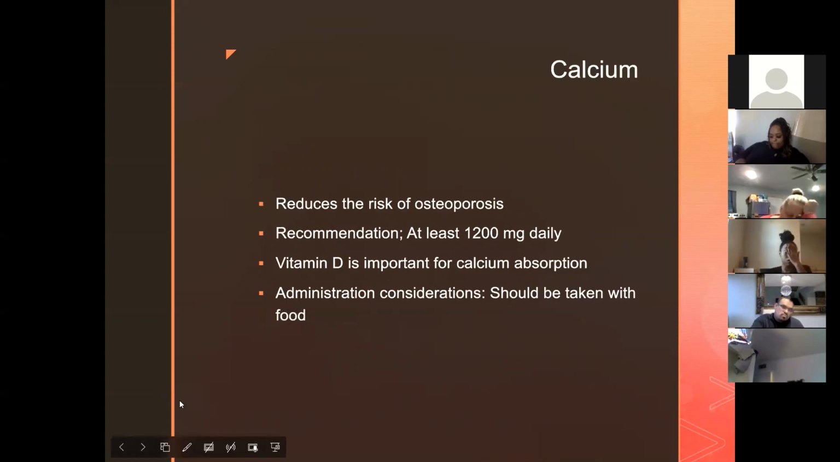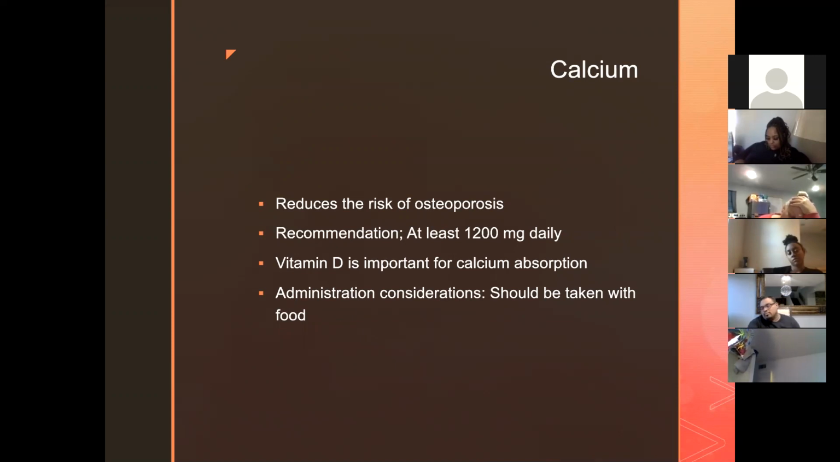So we'll just talk about a few of them. Calcium being a very important one. This is great for reducing the risk of osteoporosis. So you do need it in your body. You need vitamin D for the best calcium absorption if you're taking it. And you should take it with food. If you're taking calcium, take it with food. That is because the stomach acid that you produce when you're eating will help to absorb that calcium better. Okay. Great.